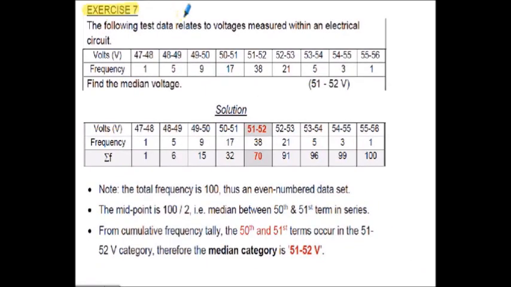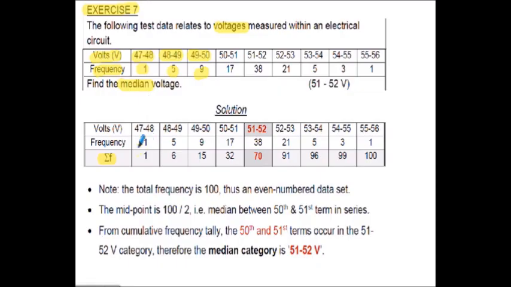Exercise 7 here, we've got some grouped data related to voltages in electrical circuits. So we've got the volt categories here, so 47 to 48 volts, we had a frequency of 1, there's one item in that range. 48 to 49 volts, frequency of 5, 49 to 50 volts, frequency of 9, and so it goes on. We've got to find the median voltage here. So again, I'm going to use the cumulative frequency values in this particular case.